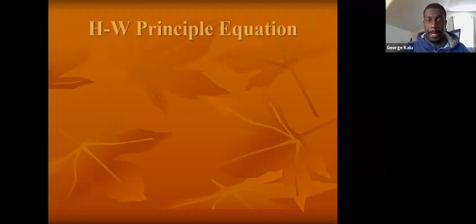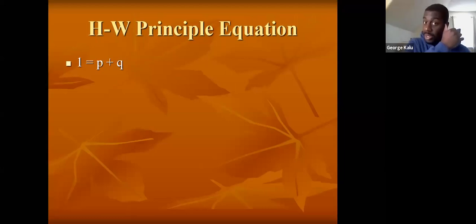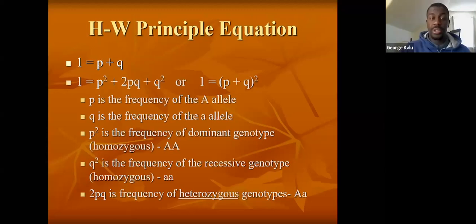So when we're looking at Hardy-Weinberg equilibrium, there's two formulas we need to use. I'll show you how to use these formulas in a second, because this is pretty much what we're going to be doing for today's lab, or this week's lab. The first equation is 1 equals P plus Q, or P plus Q equals 1. And the other one is 1 equals P squared plus 2PQ plus Q squared.